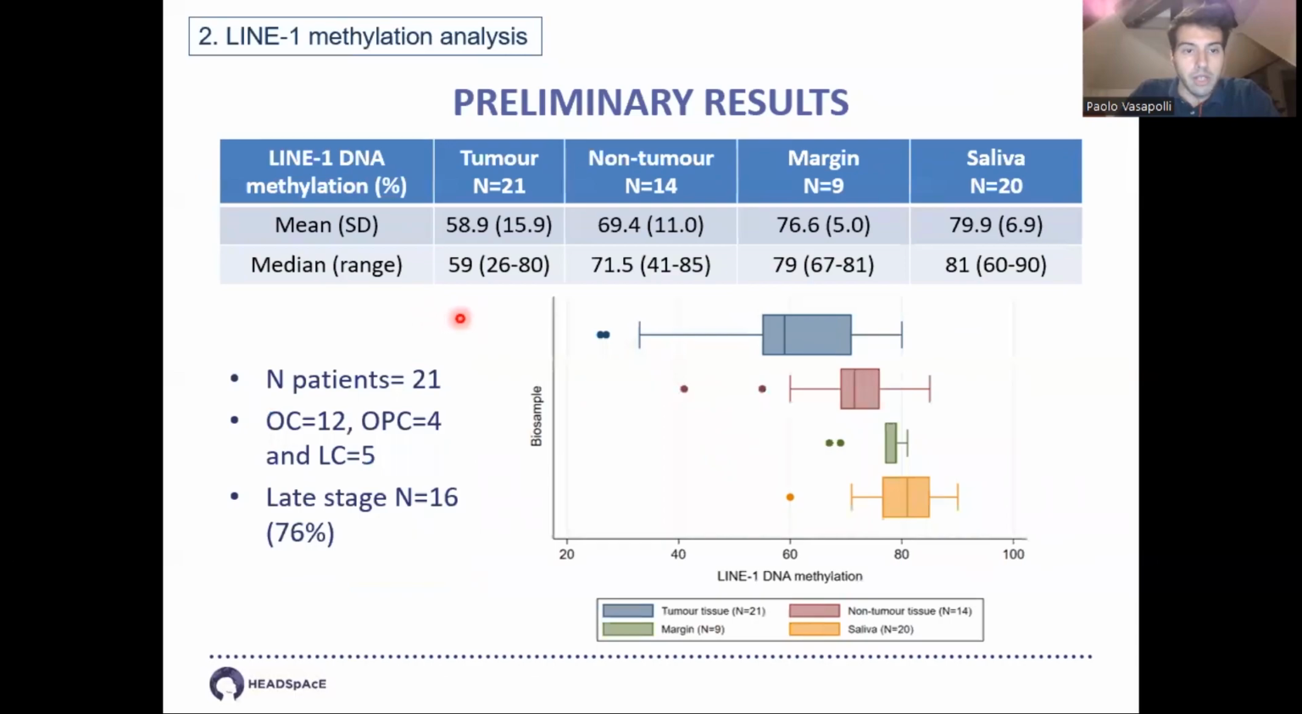In our preliminary data, what we observed with a population of 21 patients is that the methylation level in tumor tissue is way lower compared to the other different tissues, the non-tumor adjacent tissue, the margin, and the saliva. And what is also interesting is that by moving away from the tumor site, there is also an increase of the methylation level, suggesting that there might be a field cancerization effect in this kind of tumors.